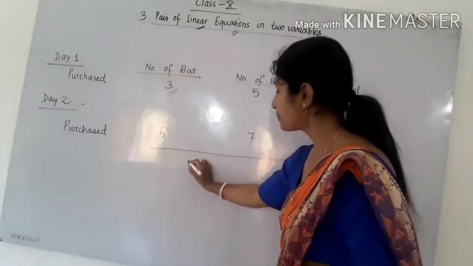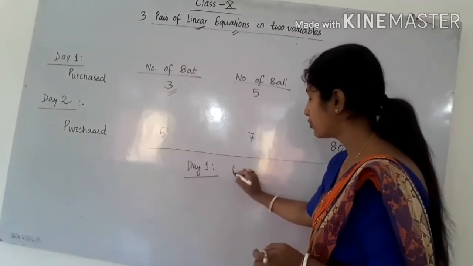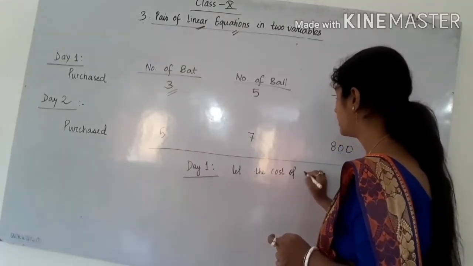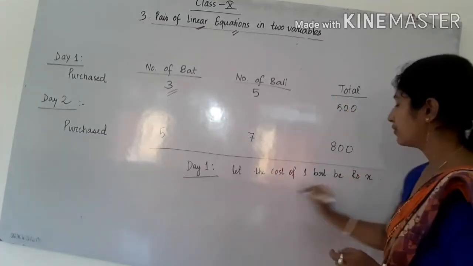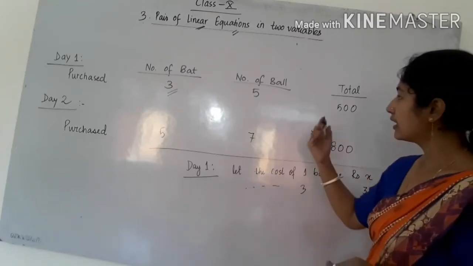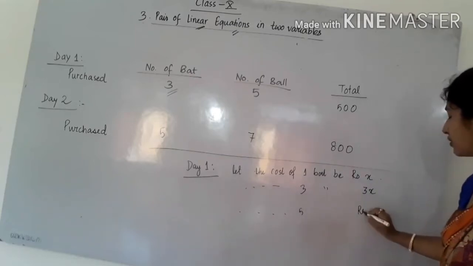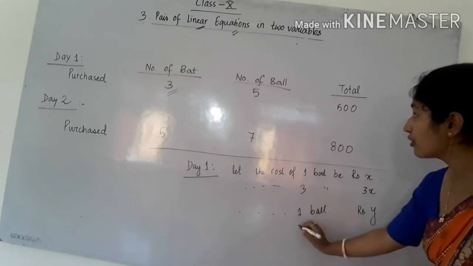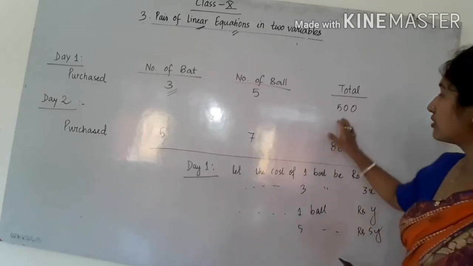So for day 1, you have to write: let the cost of one bat be rupees x. Therefore, the cost of 3 bats will be 3x. Similarly, for one ball take rupees y. So the cost of 5 balls will be rupees 5y. So the total cost is what?